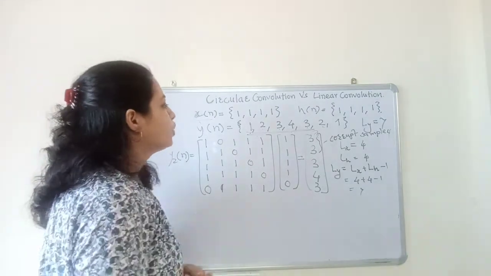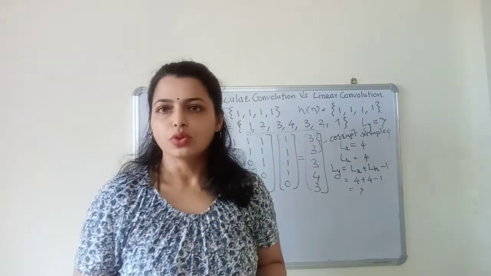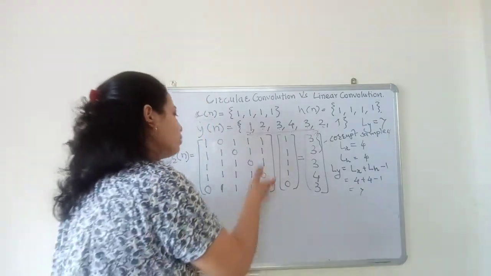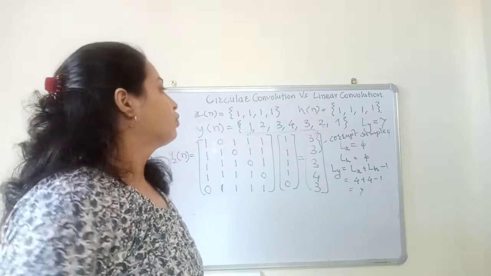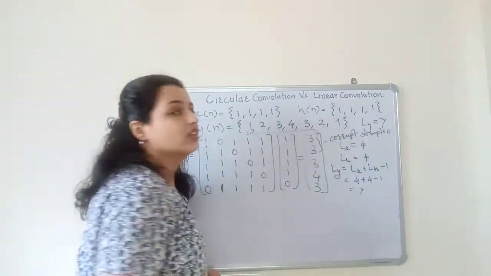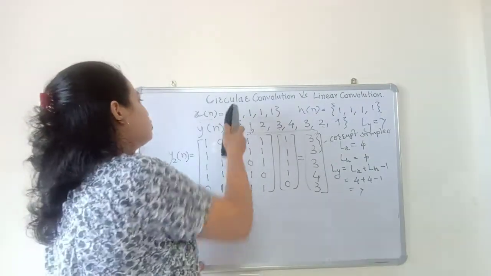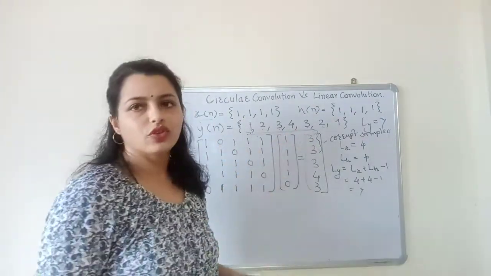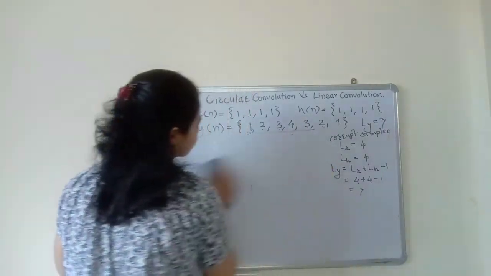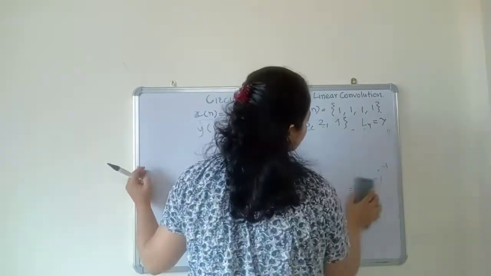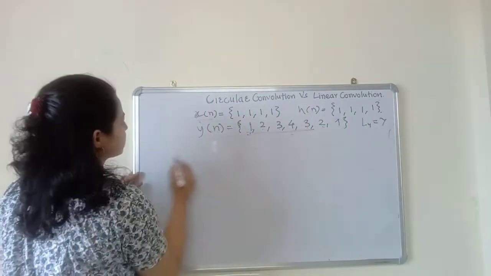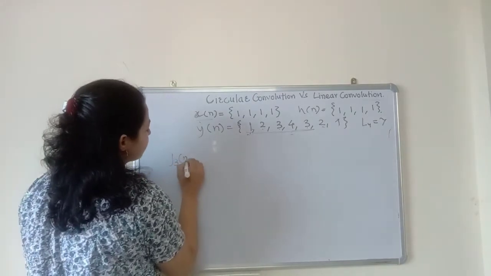Okay. So what we need to do to get exact output as linear convolution, we have to pad more zeros here. Okay. So what is the length of the sequence required? Here the length is 7. So we'll make the length equal to 7 for x of n and h of n both. Okay. So let us see what happens in this case. So name it as y3 of n.